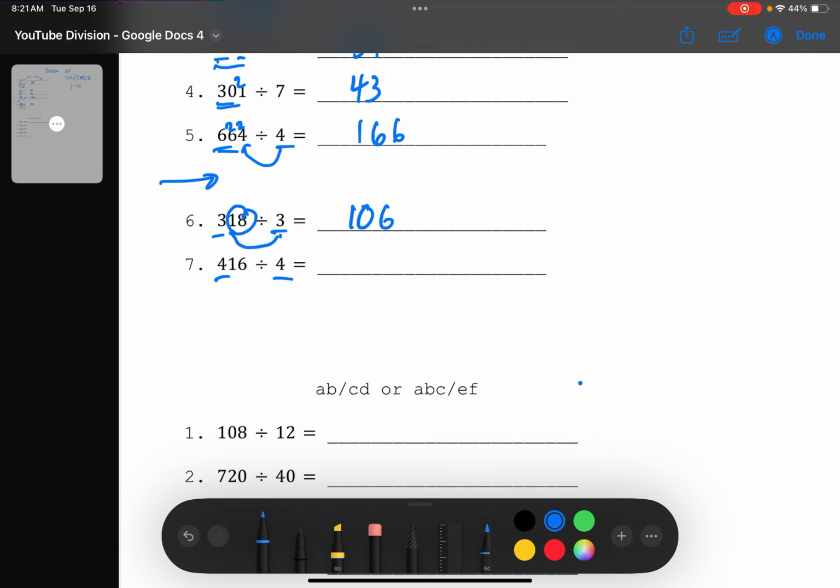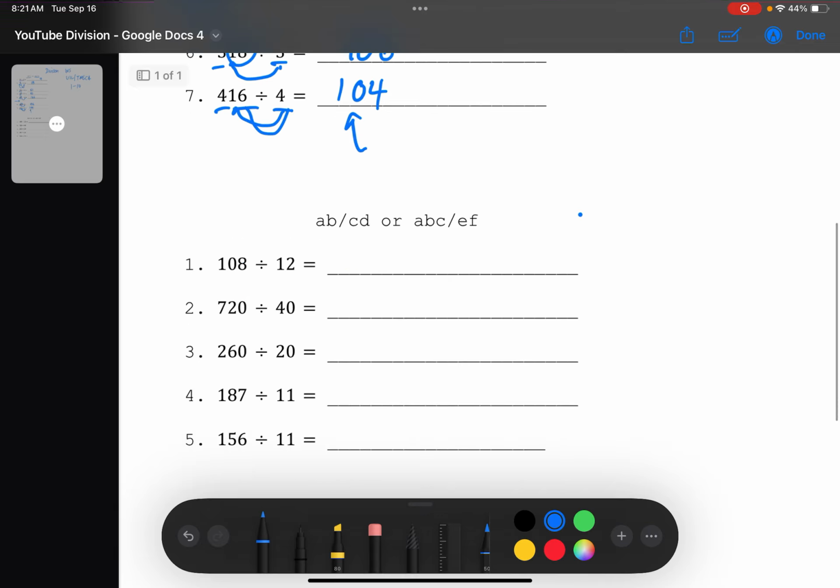Same thing here. 4 goes into 4 one time. 4 goes into 1 0 times. But 4 goes into 16 4 times. So your answer is 404. So don't forget to write that 0 in there if it doesn't divide, okay?